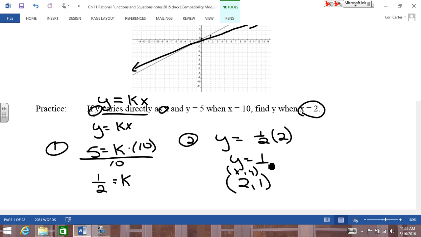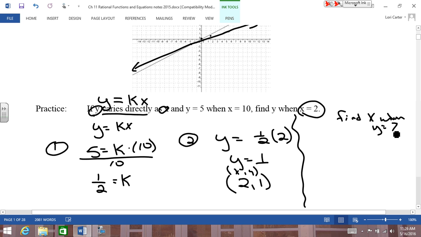You guys, what would this have looked like? Let's do a what if. If I said, instead of this, find X when Y is 7, what would you have done? You plug in the 7. So what would it have been? 7 equals 1/2 X.